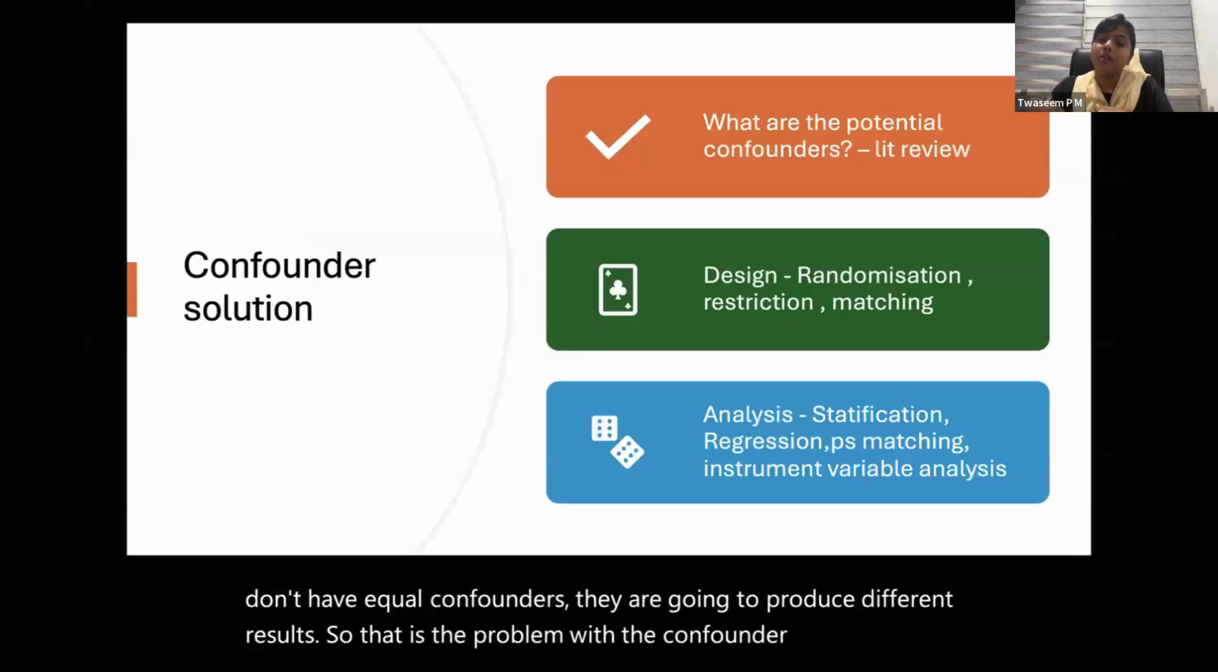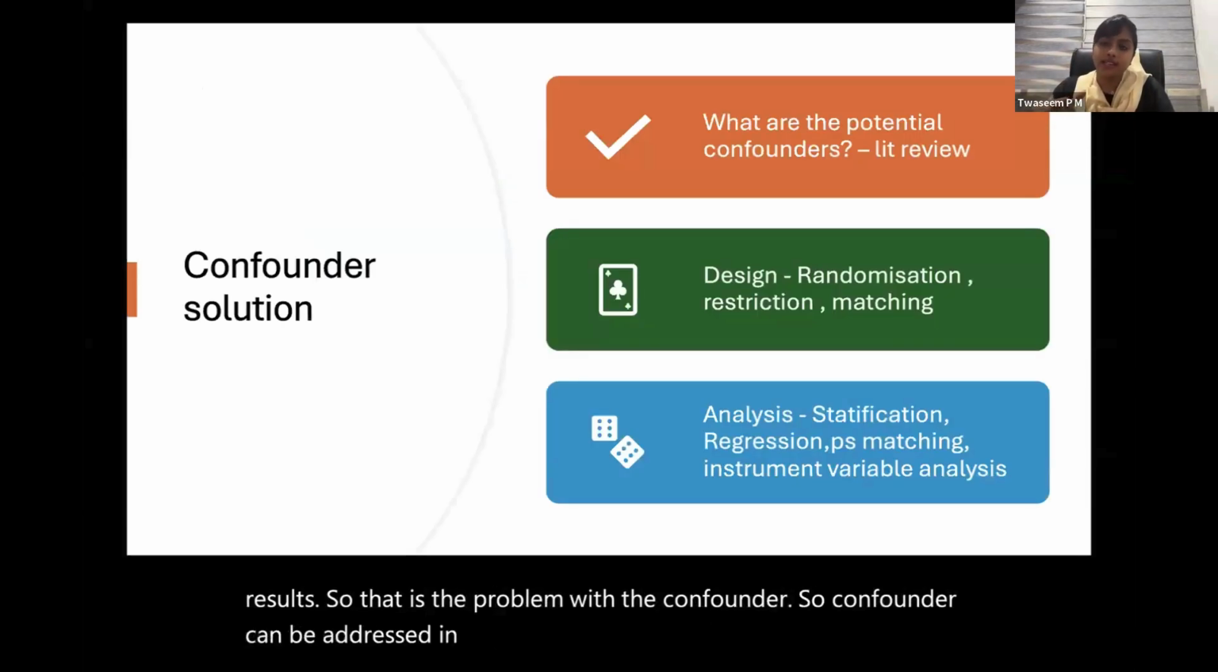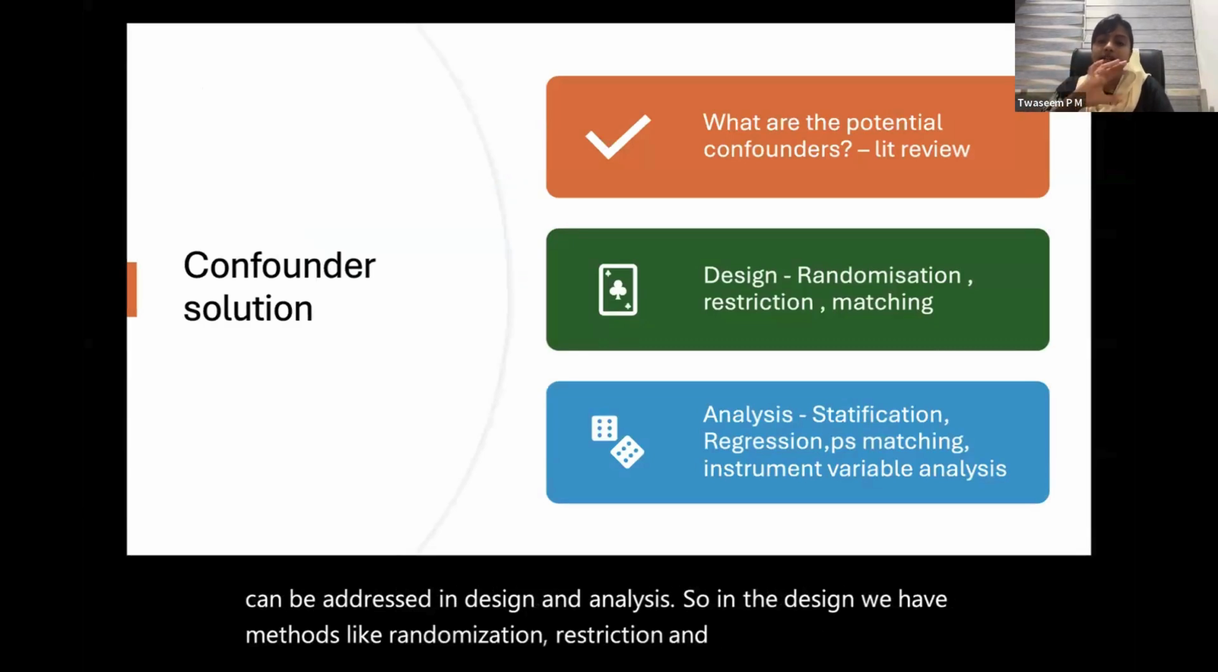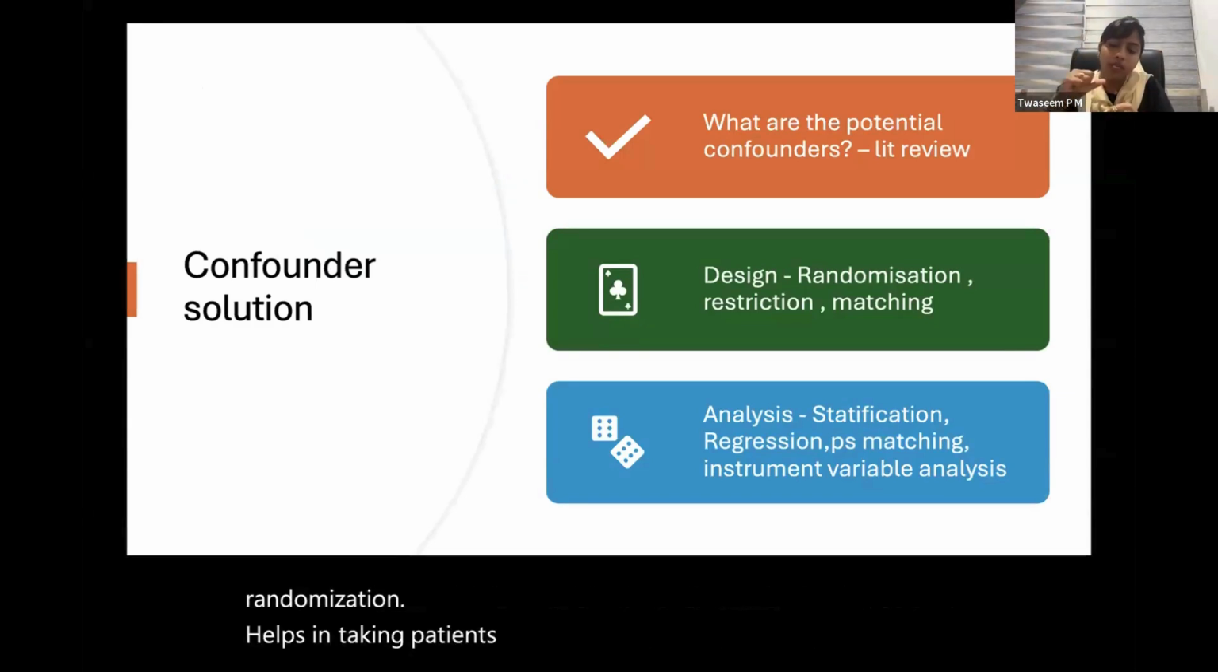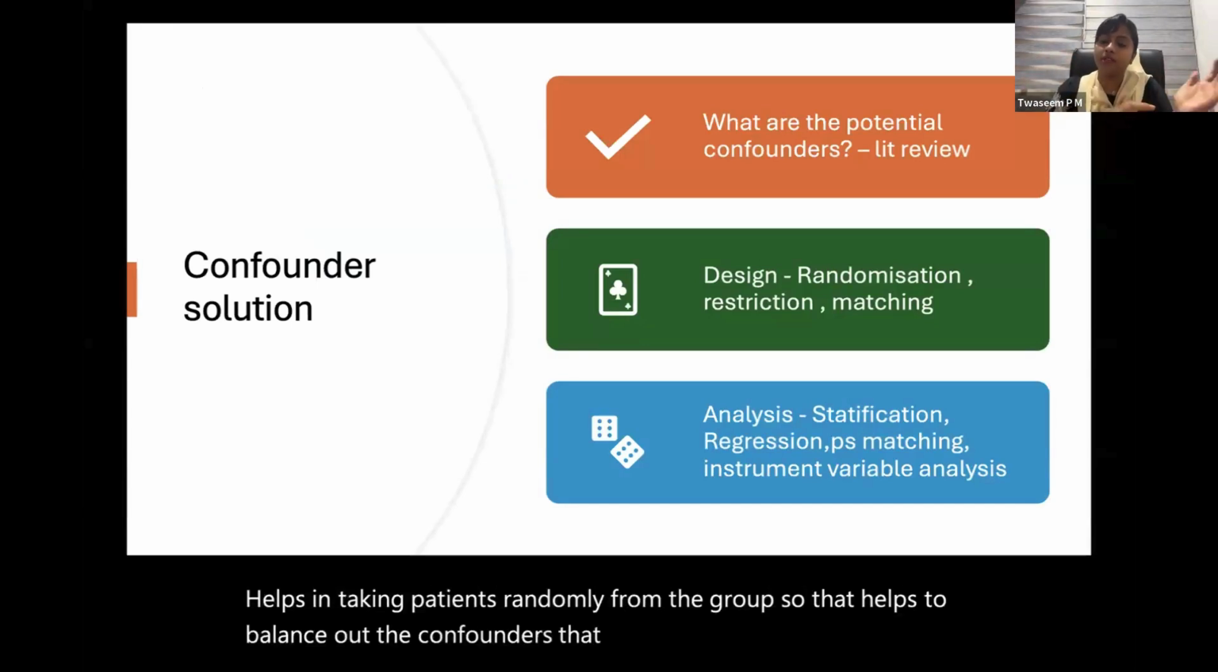So a confounder can be addressed in design and analysis. In the design, we have methods like randomization, restriction, and matching, where randomization helps in taking patients randomly from the group. That helps to balance out the confounders. That's been already established in different studies.